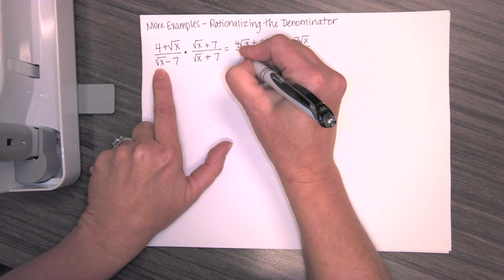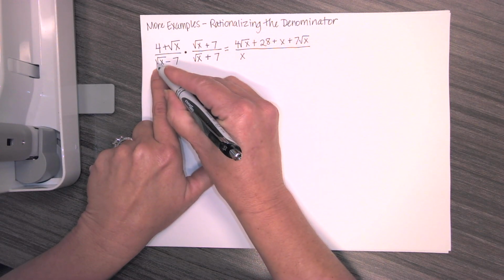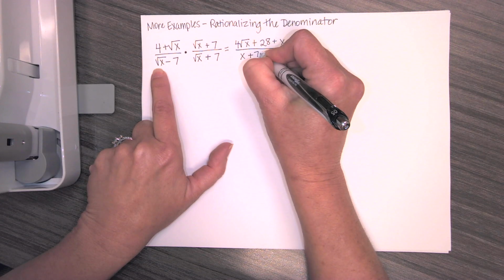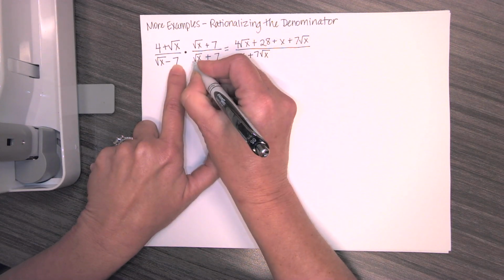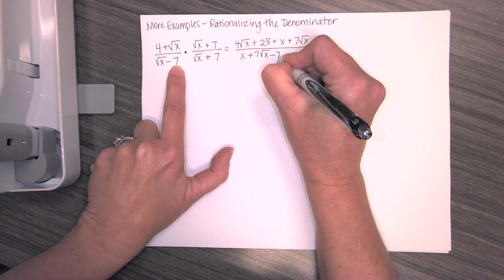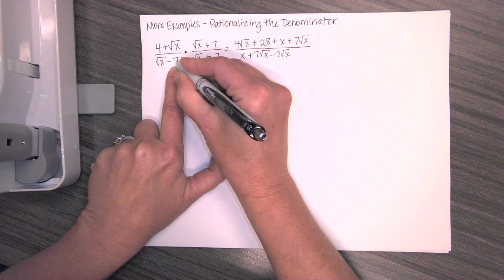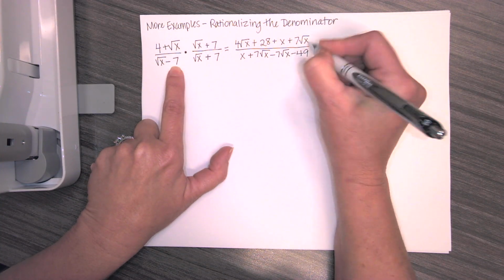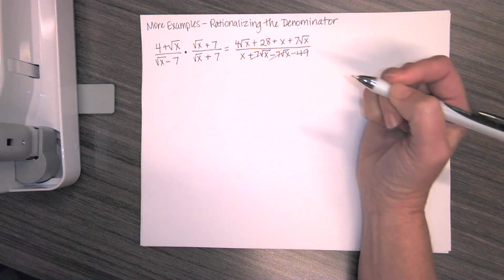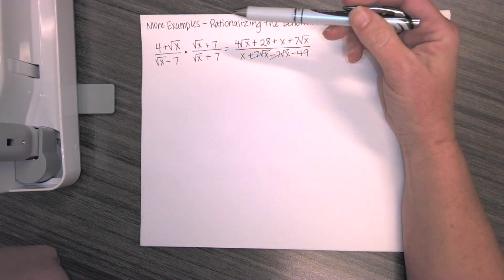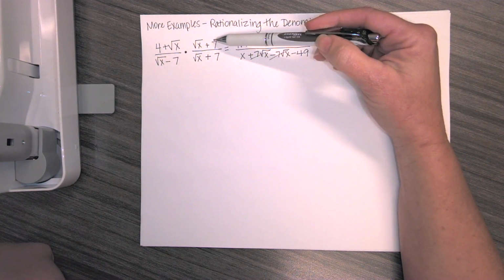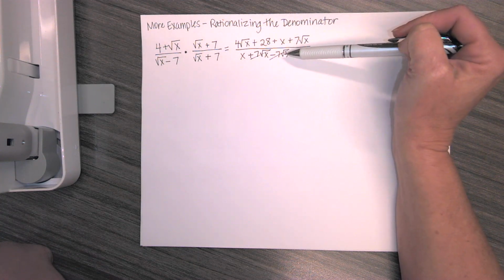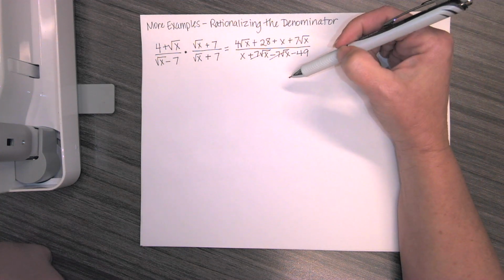Square root of x times square root of x is x. When we multiply the square root of x times positive 7, we get positive 7 square roots of x, then negative 7 square roots of x, and then negative 7 times 7 is negative 49. And just as it should, those cancel, which is why rationalizing the denominator by multiplying by the conjugate helps us get rid of the radicals in the denominator.